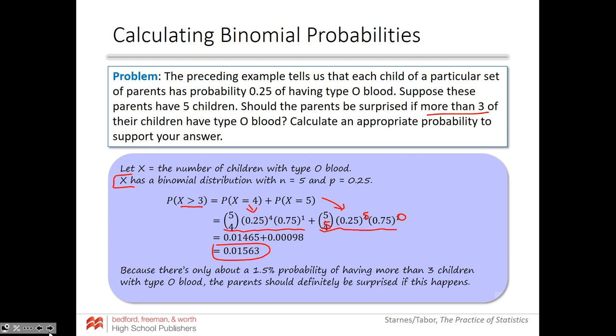So down at the bottom, that's a pretty small chance. That's pretty unlikely, right? Because there's only about a 1.5% chance of having more than 3 children with type O blood, the parents should be surprised if that actually does happen, right? There's only a 1.5% chance of it happening. So it's pretty unlikely that it's going to happen.